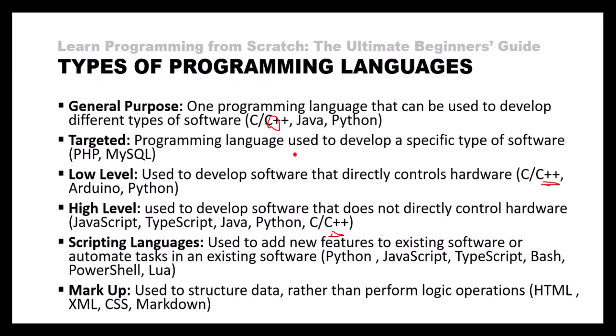So it's very important that you learn. Java is also in most of the categories. Let me just take it out. Okay, but generally speaking, these are the categories of programming languages: general purpose, targeted, low level, high level, scripting languages, and also markup languages. Okay, so this marks the end of types of programming languages.